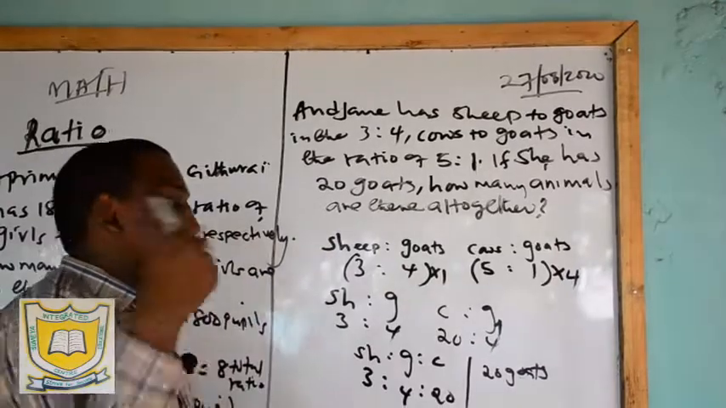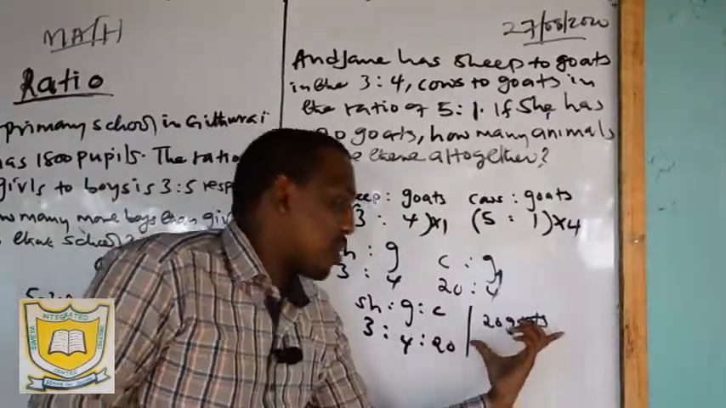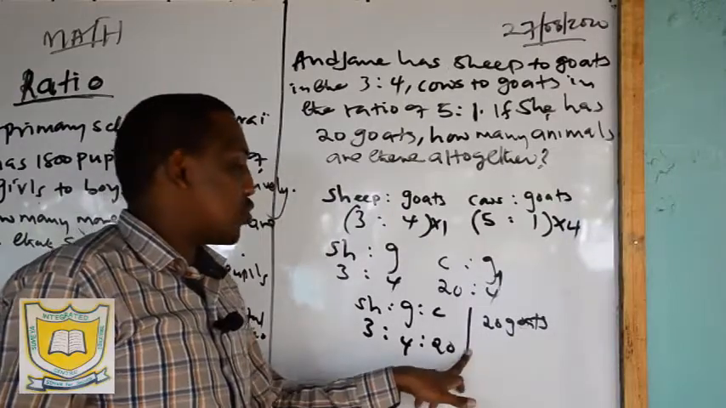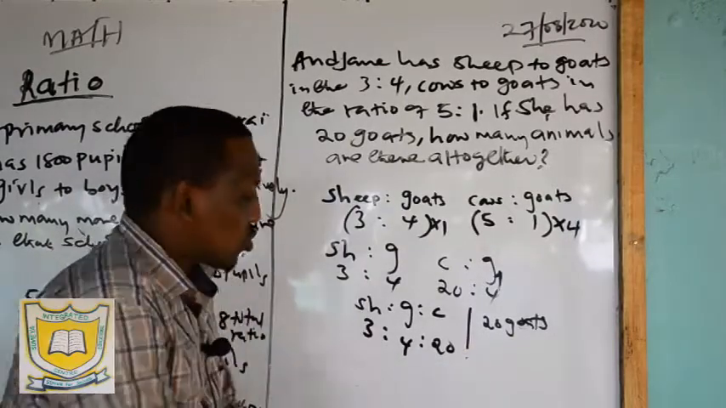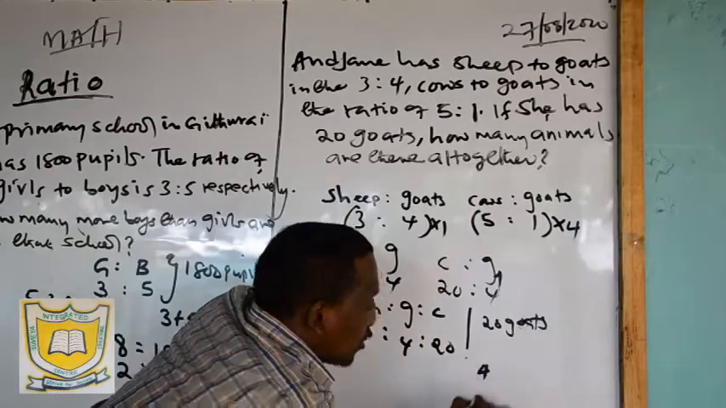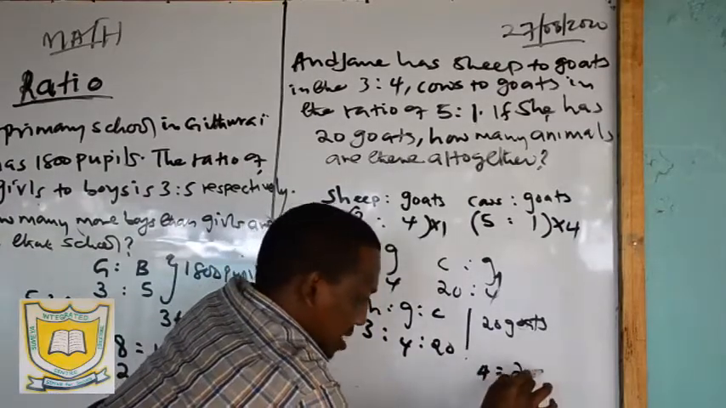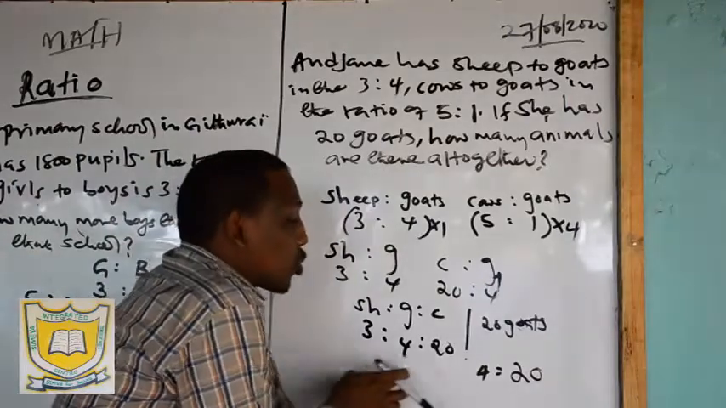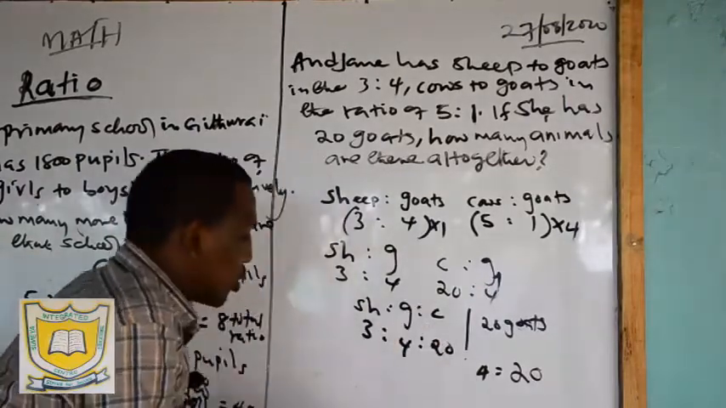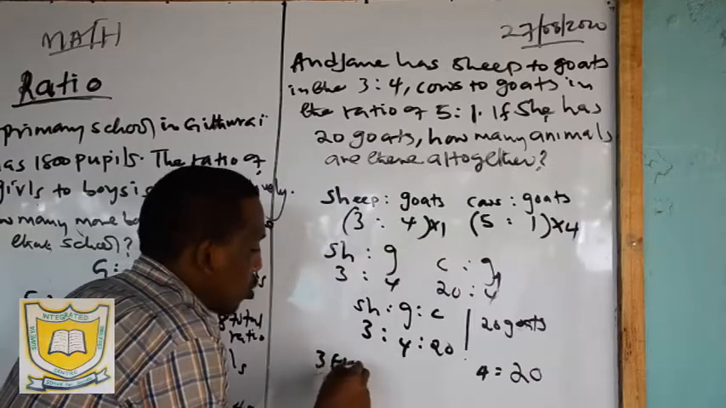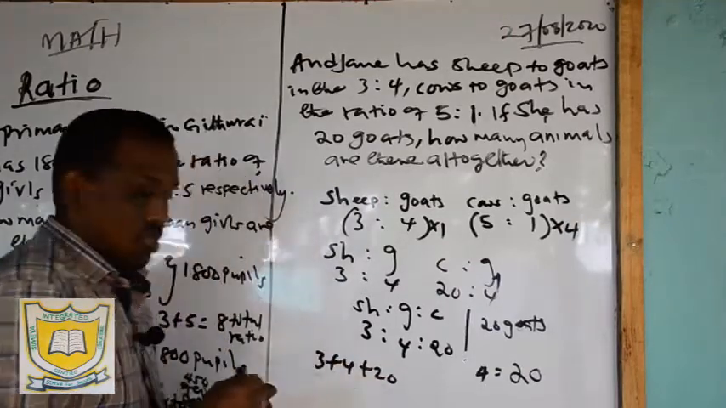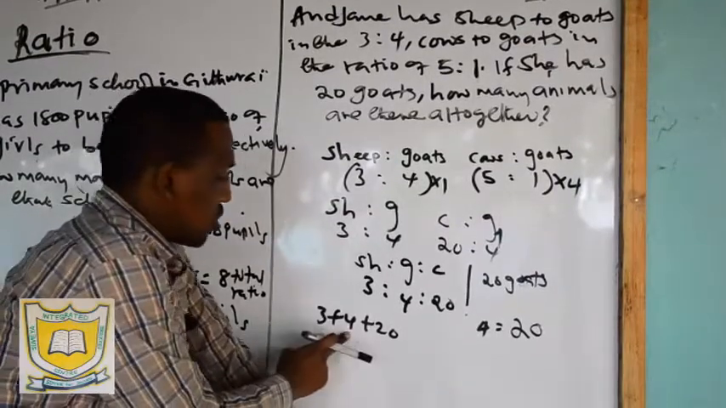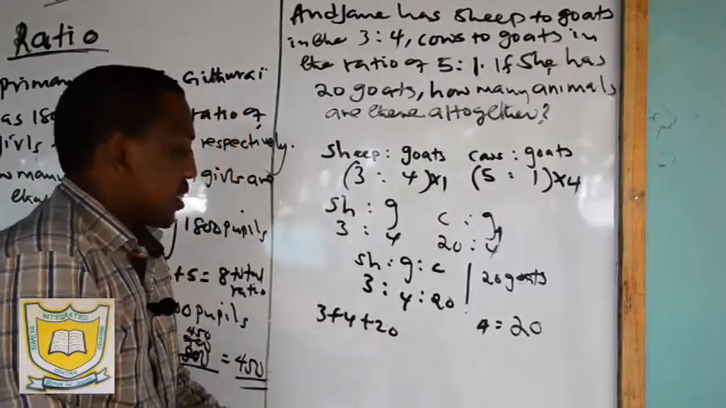So now they're asking the total number of animals. We have 20 goats, and we know the ratio of goats now. We use the ratio of goats to get the total. So the ratio of goats, which is 4, is equal to 20 goats. When they ask the total, you add all of them. So you say 3 plus 4 plus 20. 3 plus 4, 7. 7 plus 20, that is 27.